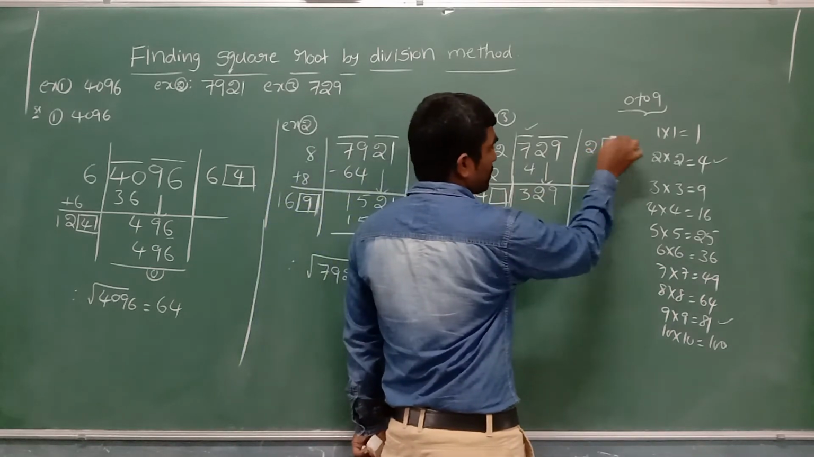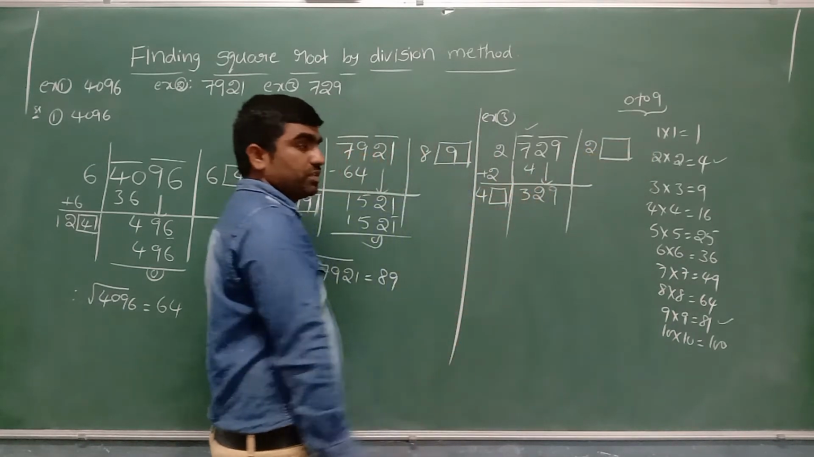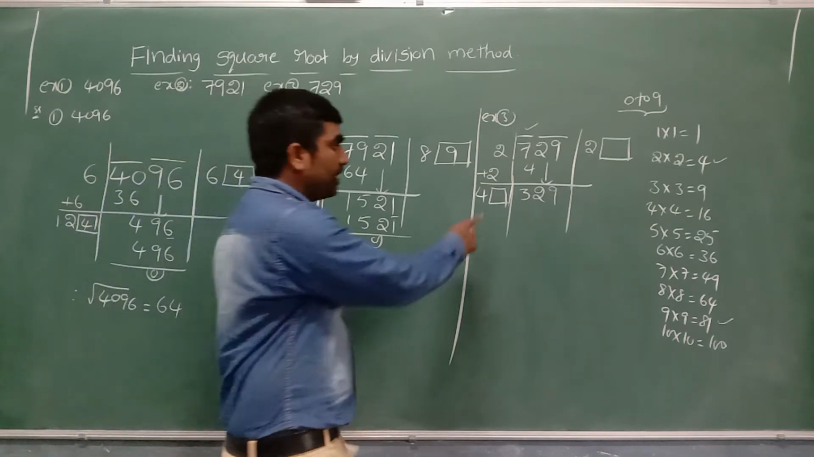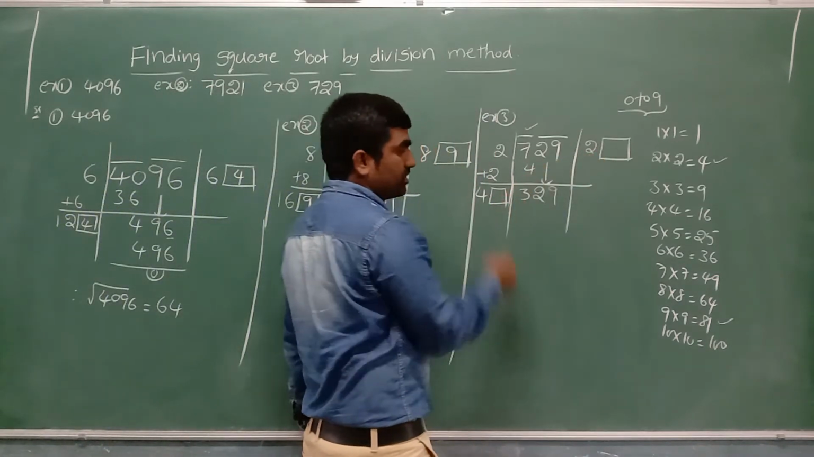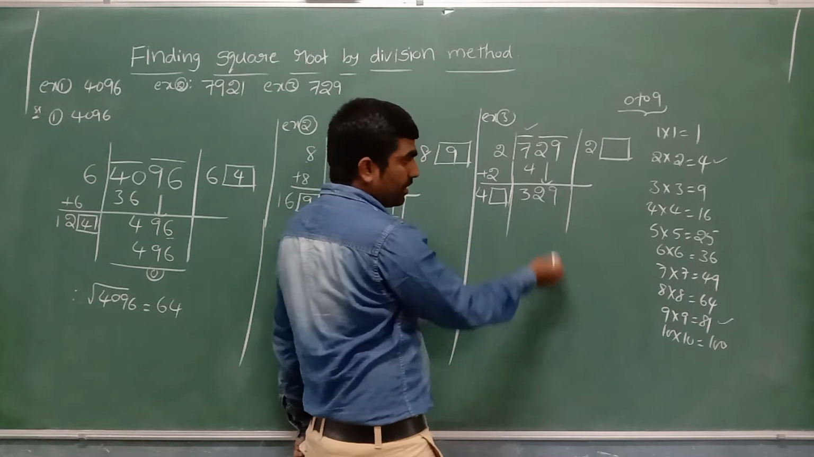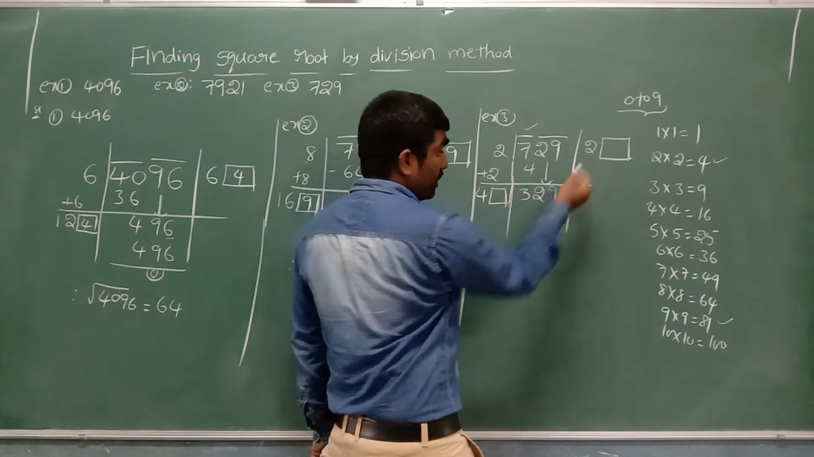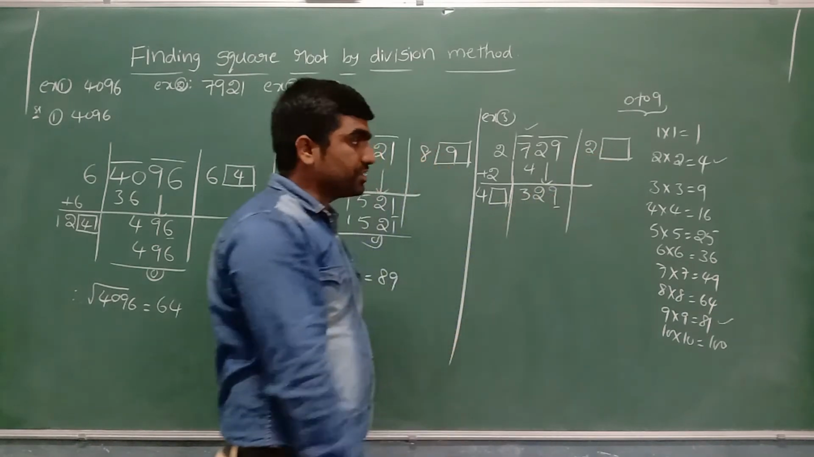Even here also keep one box. Now write the same digit in both the boxes. From 0 to 9, write any one digit, same digit in both boxes. See, you can see the hint here. By multiplying this, we should get the last ones place digit as 9.